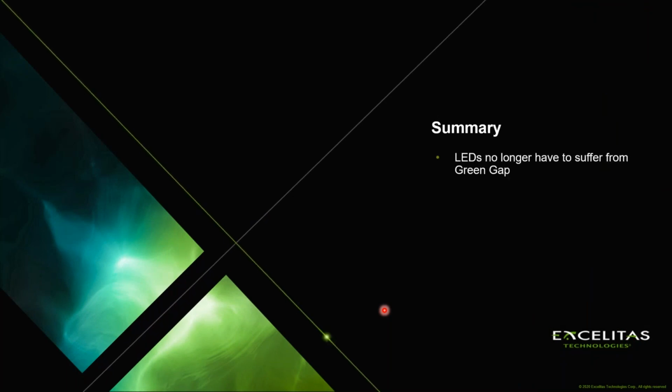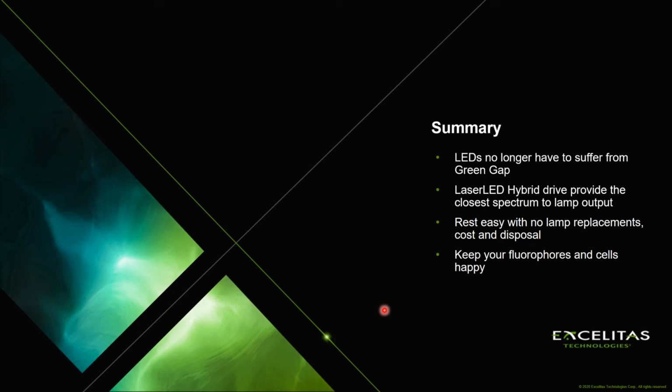You can also have a bright green in order to create an RGB system with the color temperature that you want. There are no lamp replacements, therefore no mercury bulb disposal costs and no stocking up, especially with the old-fashioned ones. Those ones die within 200 hours, and you need somebody specialized in order to change them. And with LEDs, you can keep your fluorophores and cells happy and lasting longer for your imaging experiments.